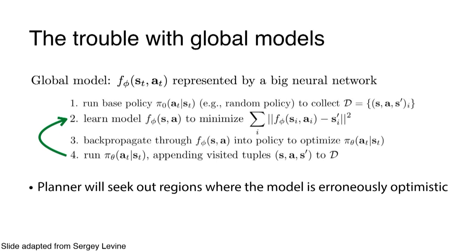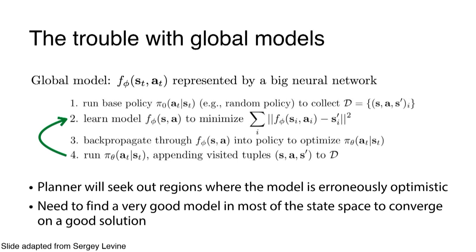And in general, it's quite difficult to get a perfect model, a model that isn't overly optimistic in some areas of the state space. So for these methods to work, you need a very good model in most areas of the state space to be able to converge to an accurate policy.